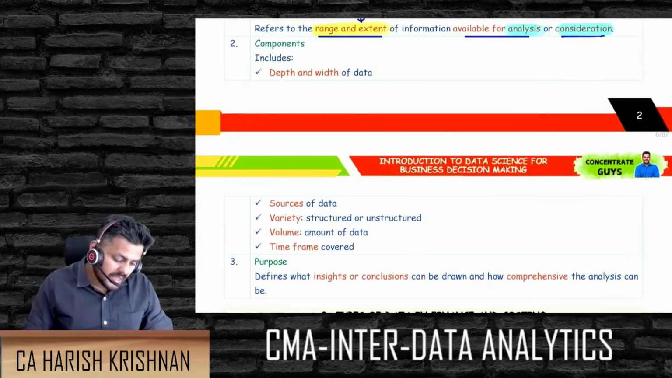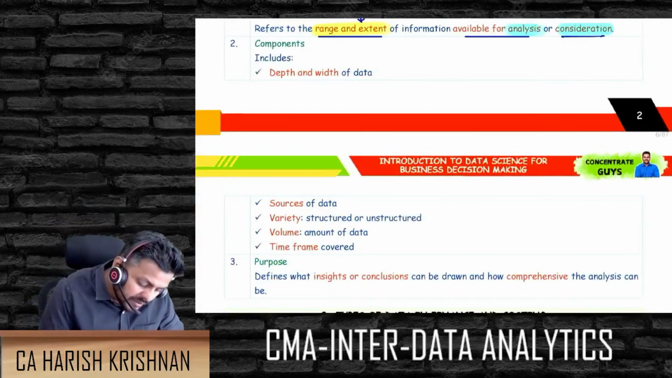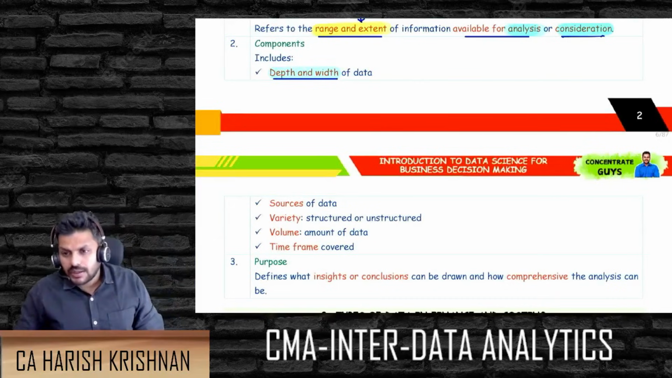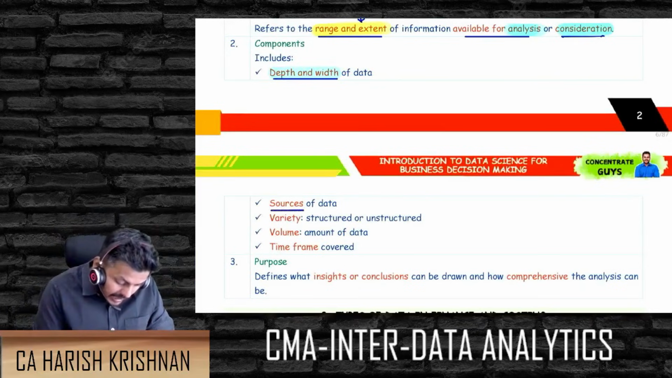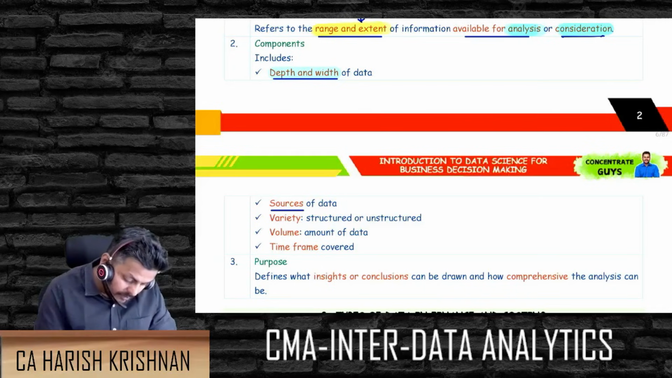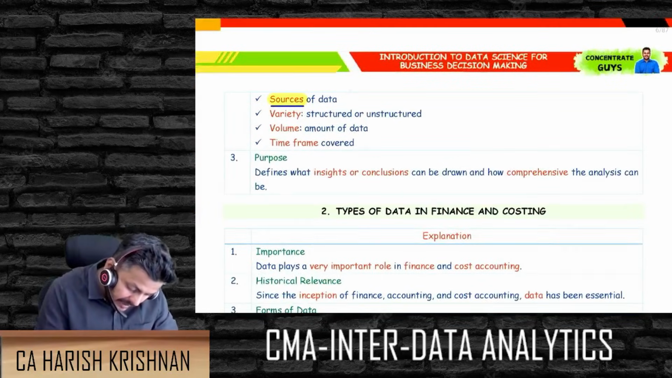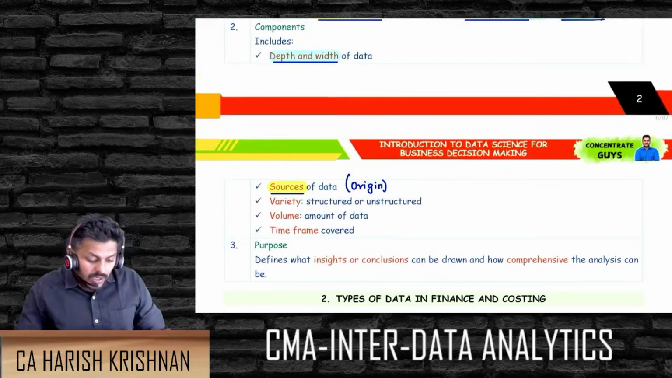So what are the components? If you see, it includes depth and width of the data. So how deep is the data and what is the context of the data? Depth and width of the data. Sources of data. Where did the data come from? Source of data, in other words, it is called the origin, point of origin. Where did this data originate?